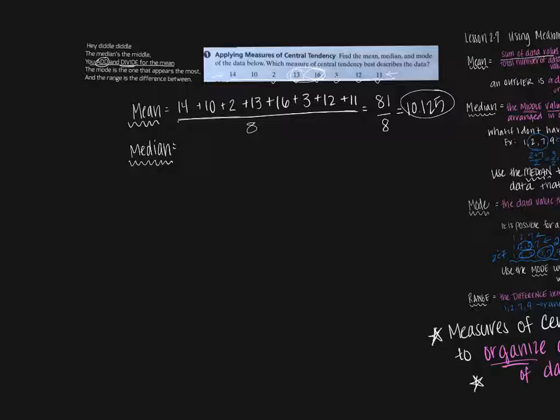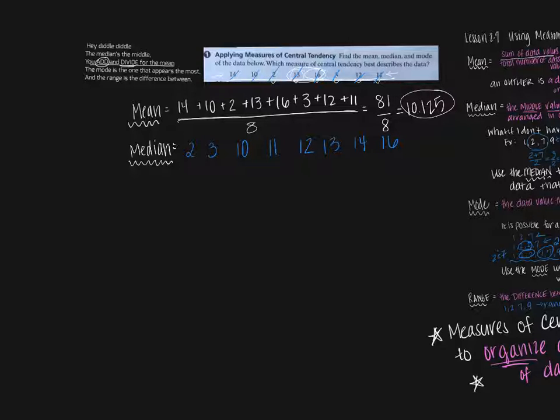The first thing I have to do is write these in order. So let's put these in order. I have 2 as my smallest. What's next from 2? Good. Then I get 3. What's next? Okay. Then I get 10. Then I get 11, and then 12, and then 13, and then 14, and then 16. Again, I want to find my median, so I need to go to the middle.